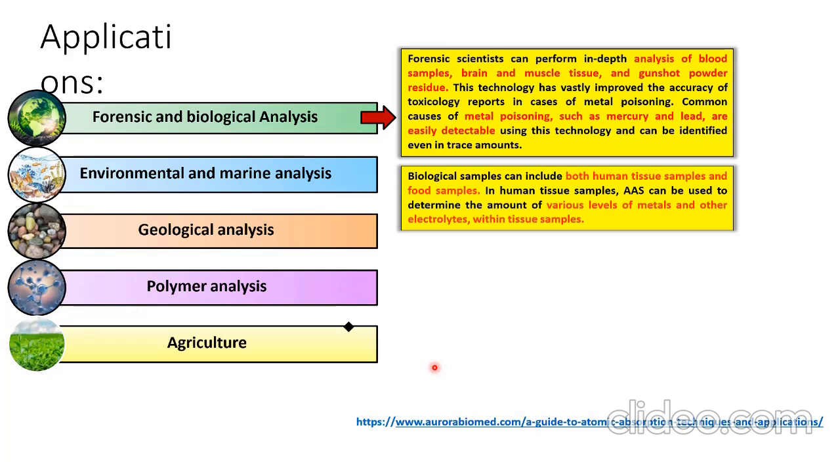It is kind of a pandemic, because of the contamination of mercury. Those are very poisonous. And even in biological samples, this includes both human tissue samples and food samples. For human tissue samples, AAS can be used for the determination of the various amounts of metals and electrolytes within the tissue samples. So this technique can be used for that purpose.